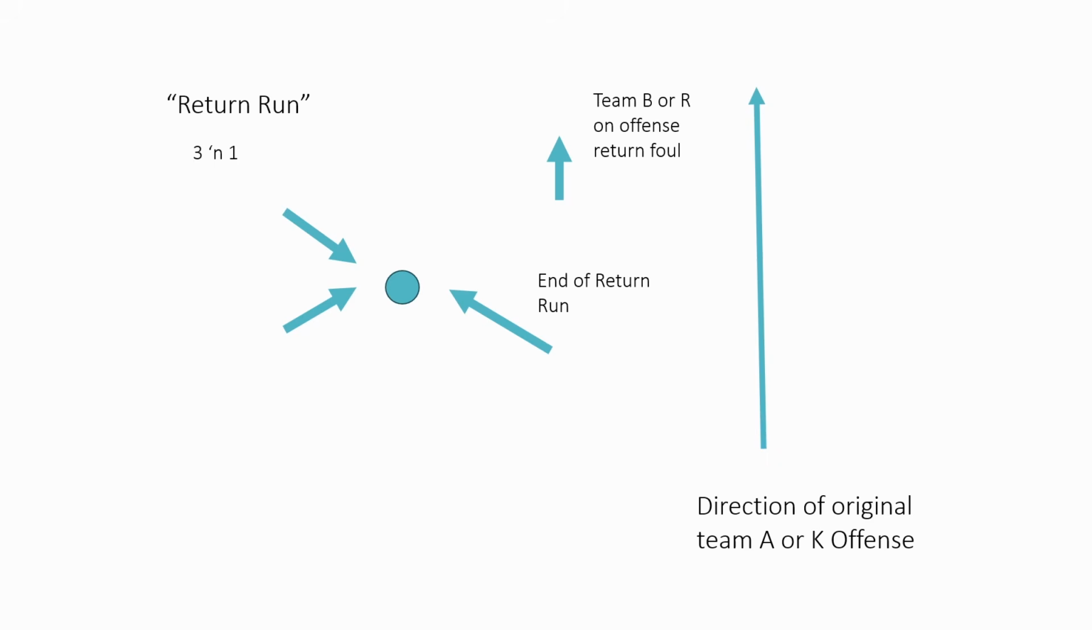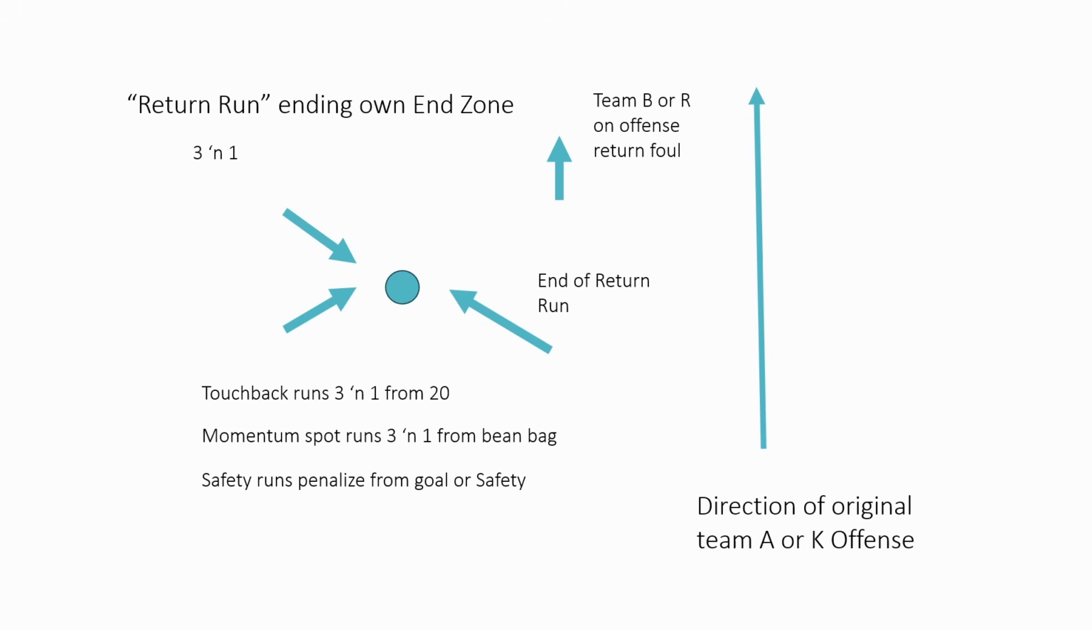The foul is behind the end of the run. It's a spot foul under the original basic enforcement spot. Most officials do not have a problem with the 3-and-1 on a return run. The question comes up, however, on those rare cases where the return run results in a touchback. B intercepts several yards deep in the end zone, starts to run and decides, no, I'm just going to down it in the end zone or get tackled in the end zone.